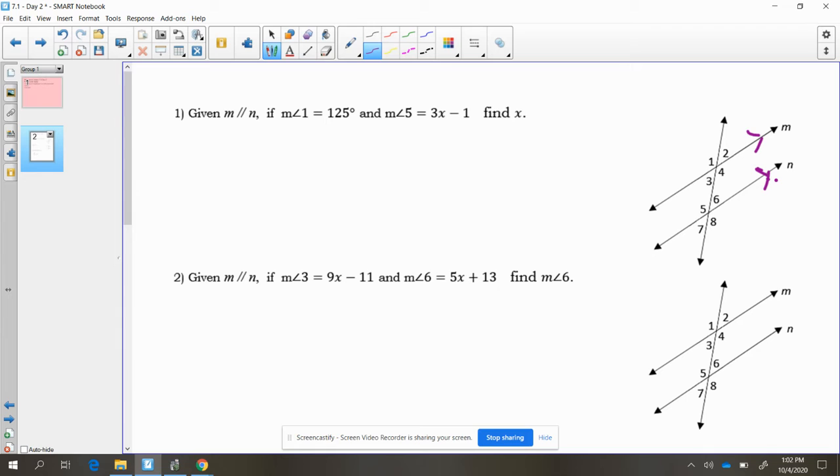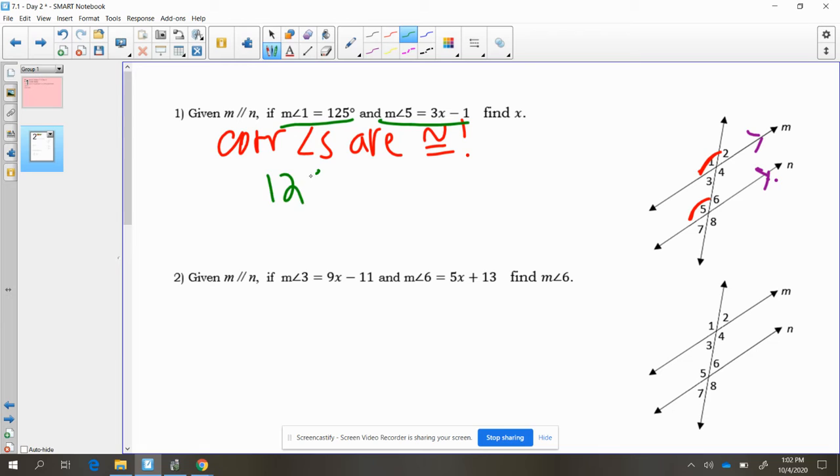Okay, so what they're telling us next is that we are talking about angle 1 and angle 5. Now, angle 1 and angle 5 are an example of our corresponding angles. And what we know is that corresponding angles are congruent, right? They have equal measurement to one another. So what we could do is we could take angle 1 and angle 5, so 125 and 3x minus 1, and we are going to set them equal to each other in order to solve for x.